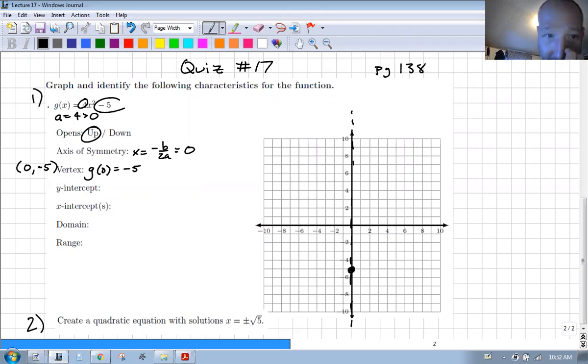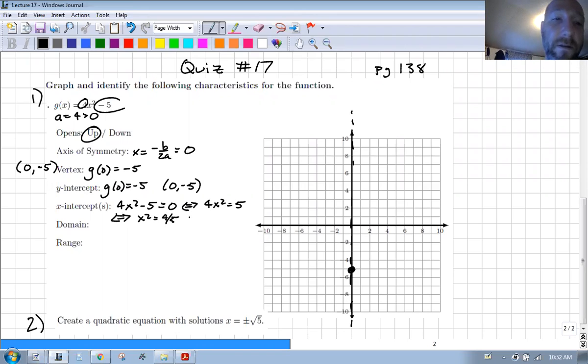All right, our y-intercept is at negative 5. It's the same as our vertex here. Our x-intercepts, we set this equal to 0 and solve. So we got 4x squared equals 5. x squared equals 5/4. Or x equals positive negative square root of 5 over 4. Square root of 4 is 2. 2 over root 5.